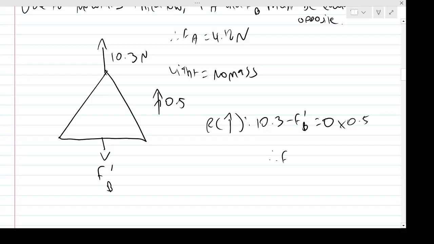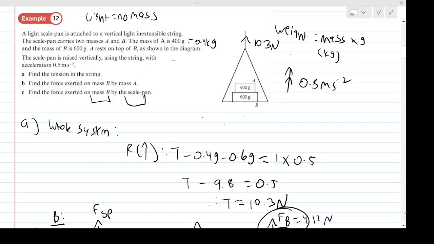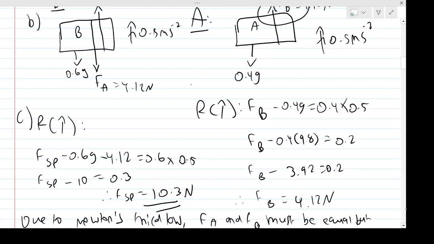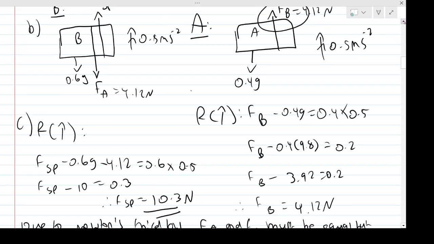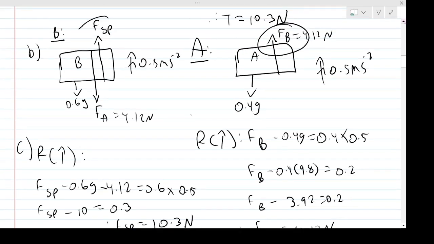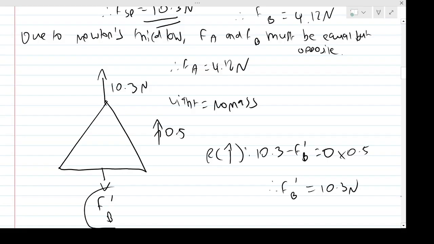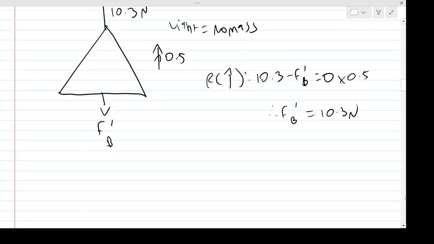So simply, the force imposed by B onto the scale pan, the contact force created by B to the scale pan, is 10.3. Well, what do you know? It's the same as the 10.3 we worked out. But they're in opposite directions. Due to Newton's third law, the force created by the scale pan to B is opposite to the force created by B onto the scale pan. They're in opposite directions, but they're equal. So that's Newton's third law done. Cool. So that's the idea.